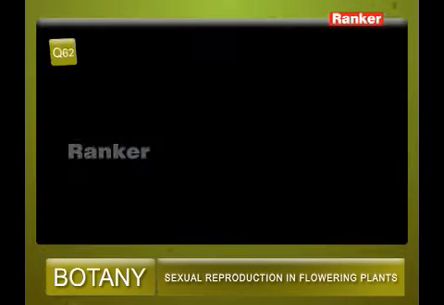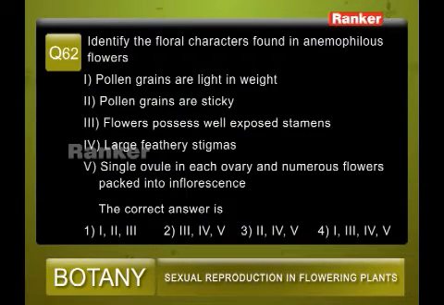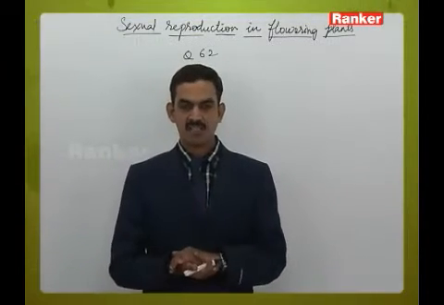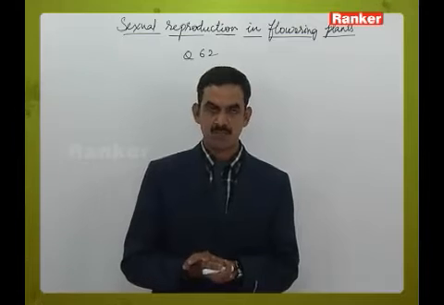Question number 62, identify the floral characters found in anemophilous flowers. 1. Pollen grains are light in weight. 2. Pollen grains are sticky. 3. Flowers possess well exposed stamens. 4. Large feathery stigmas. 5. Single ovule in each ovary, and numerous flowers packed into inflorescence. We have to identify the correct answers related to the anemophilous flowers.